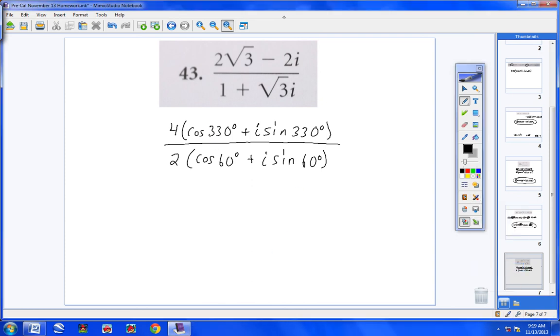And of course, we've been talking the whole class period, or the whole homework help video, when you're dividing complex numbers in trig form, you divide these two numbers. So 4 divided by 2 is 2. And then you subtract your angle. So 330 minus 60 is 270. So the cosine of 270 degrees plus the I sine of 270 degrees. And there we go.